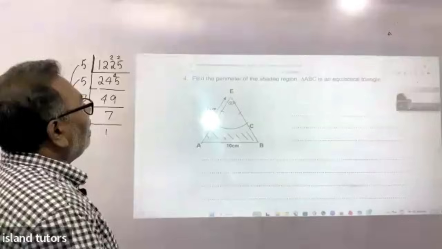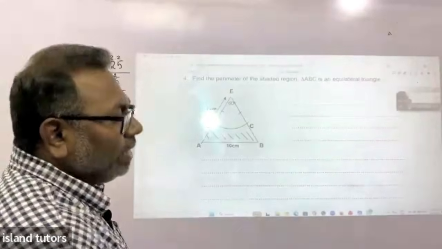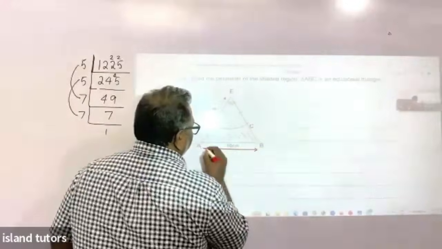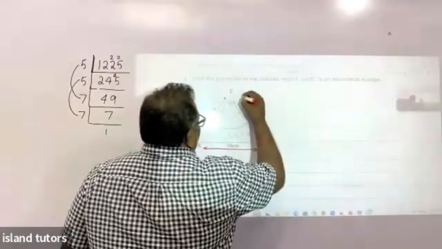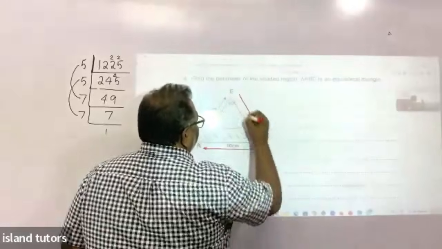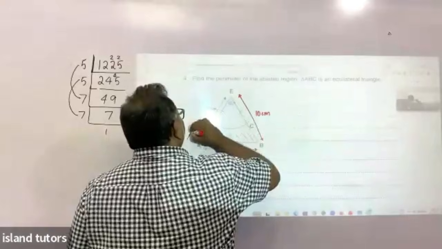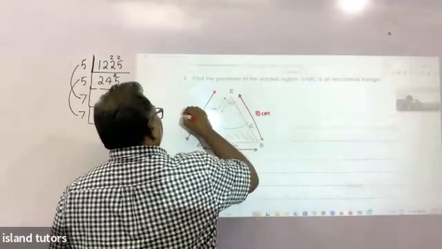Right. Find the perimeter of the shaded region. ABC is an equilateral triangle. So AB is 10 centimeters. This is 10 centimeters. And this is 10 centimeters.